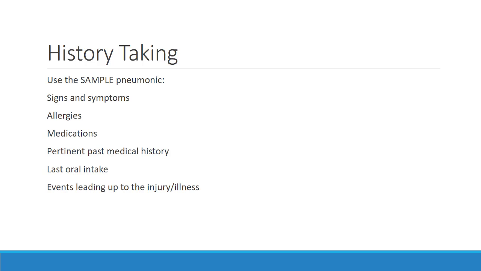And then the events leading up to the injury or illness. What were you doing when this occurred? What was going on when this occurred? That sort of thing.